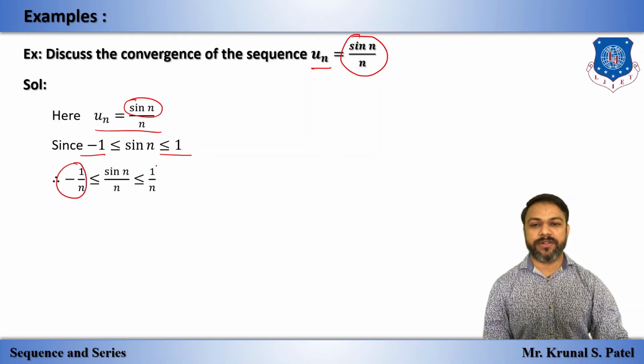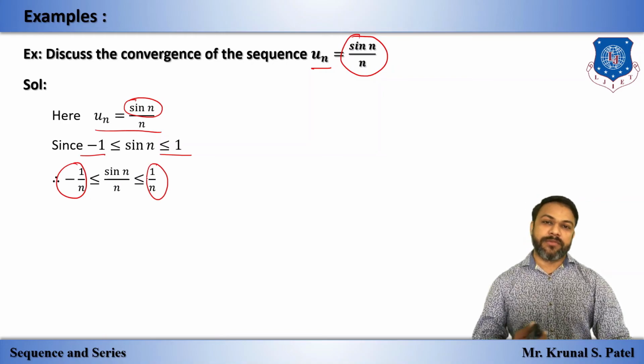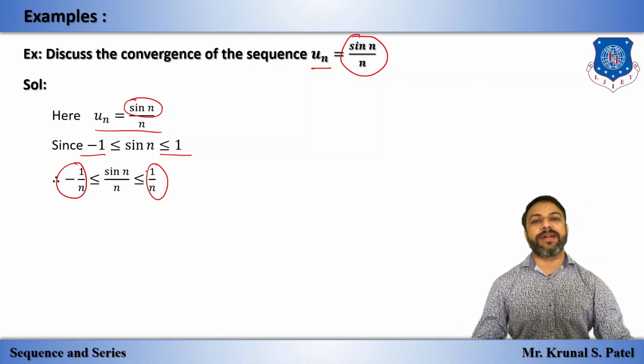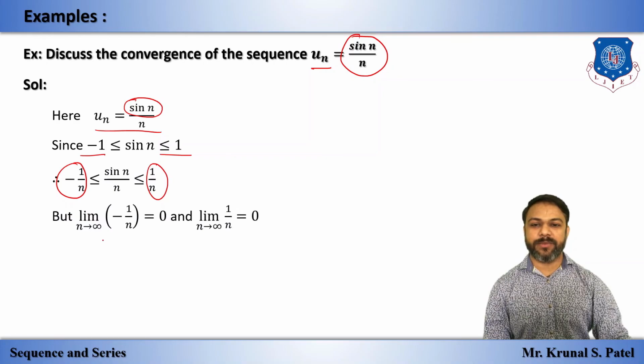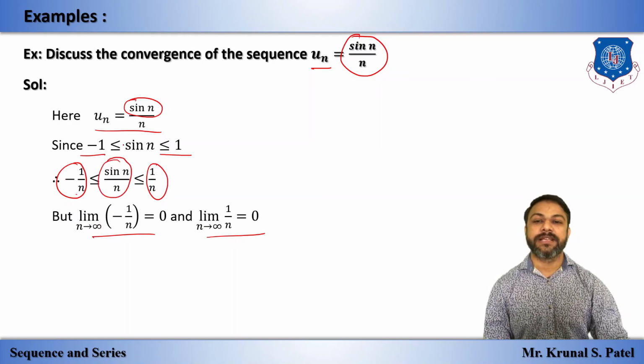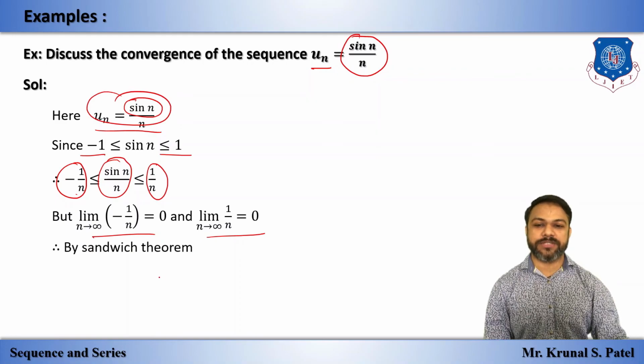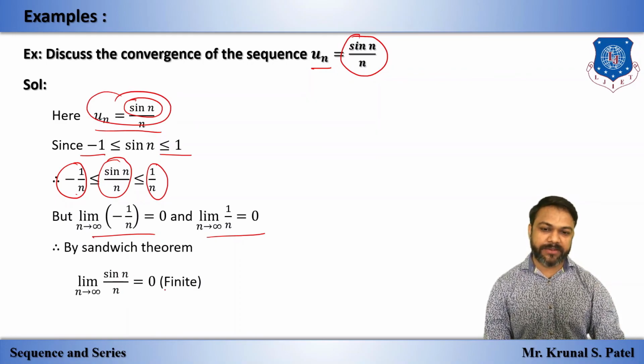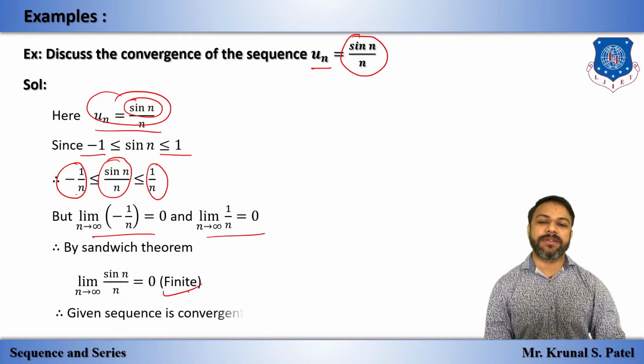Now these are our two new sequences. We can find the limit of this boundary. So the limit of this is 0, the limit of this is 0. So both values are the same, 0 and 0. So we can say that the limit of this un is also 0 by the sandwich theorem, and which is finite, and therefore by the definition of convergent, it is convergent.